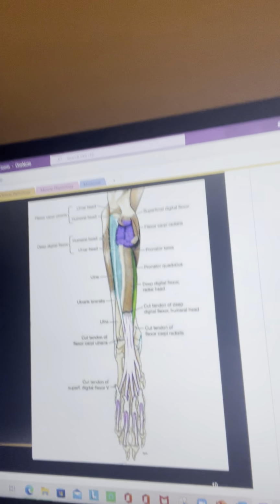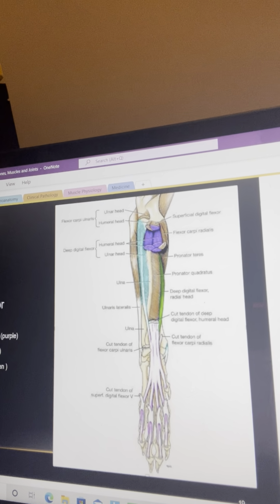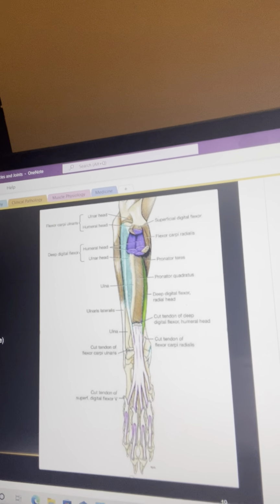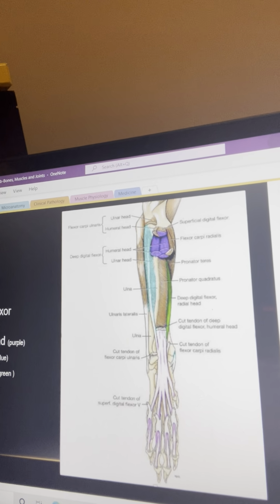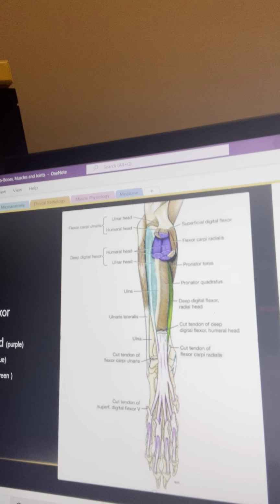And then we have our flexors of the deep layer. So we have our deep digital flexor, which includes 3 heads. We have our humeral head, our ulnar head, and our radial head. So again, the humeral head would be going to the humerus. The ulnar head is on the ulna, and the radial head is on the radius. So here's a picture of these. Again, in blue here, we have our ulnar head. In purple here, we have our humeral head. And then in green here, we have our deep digital flexor, and that's our radial head.